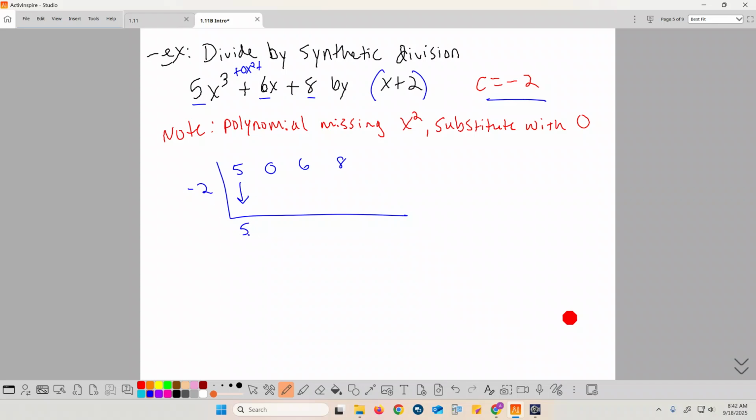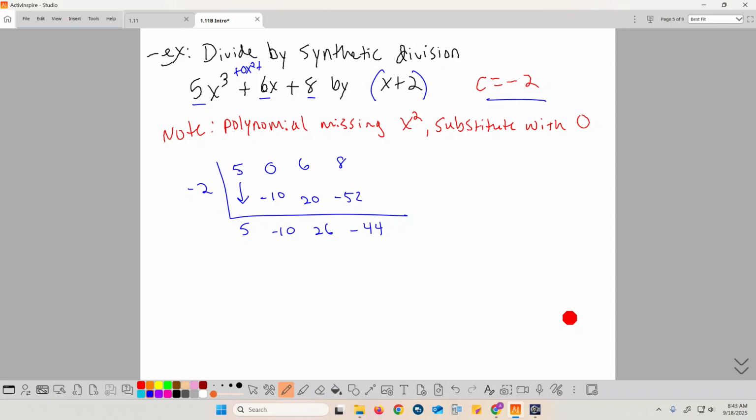And then from here, negative 2 times 5 should give us negative 10. 0 minus 10 should be negative 10. Negative 2 times negative 10, positive 20. Then we have 6 plus 20, which should be 26, right? And then 26 times negative 2 should be negative 52. And then we have 8 minus 52, which should give us negative 44.